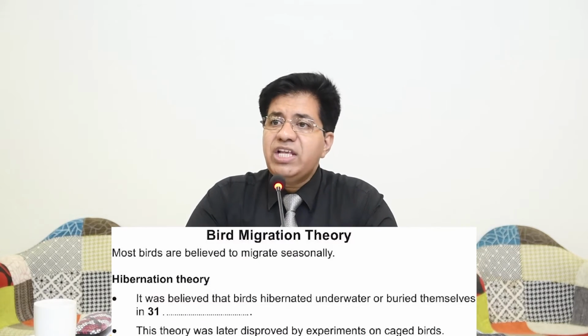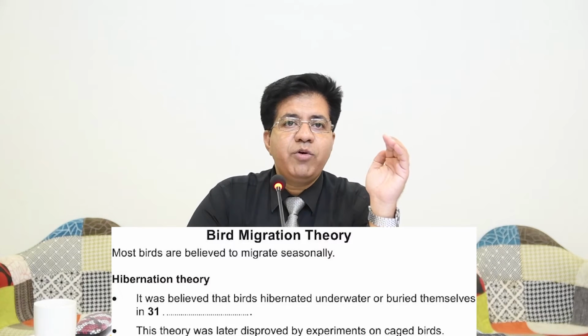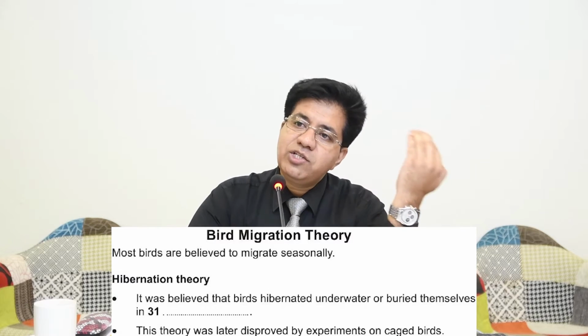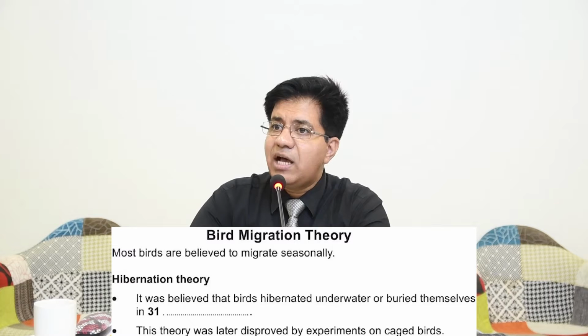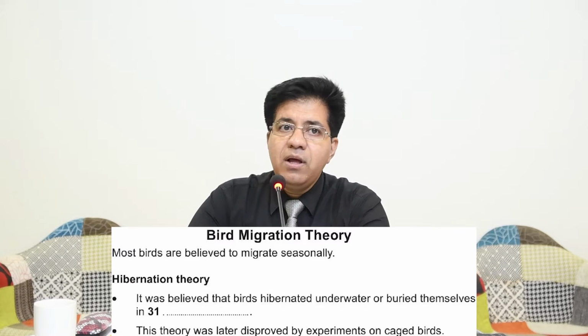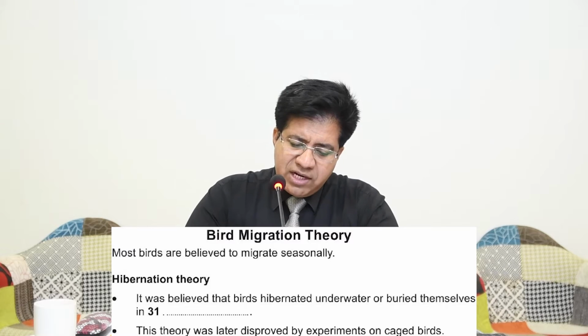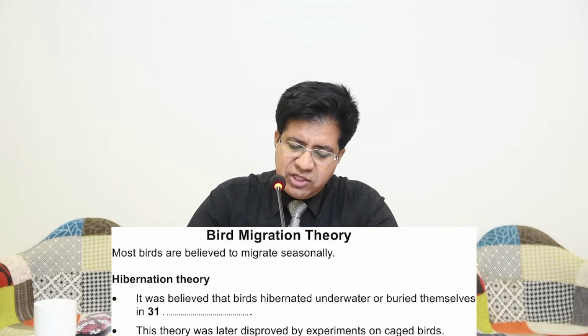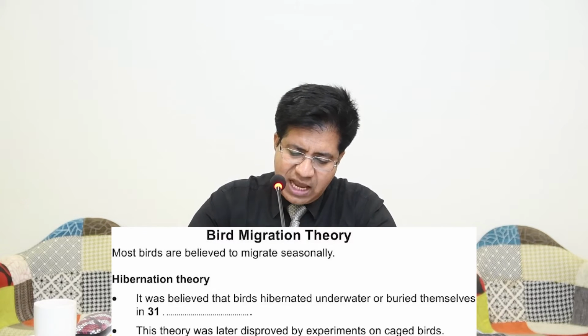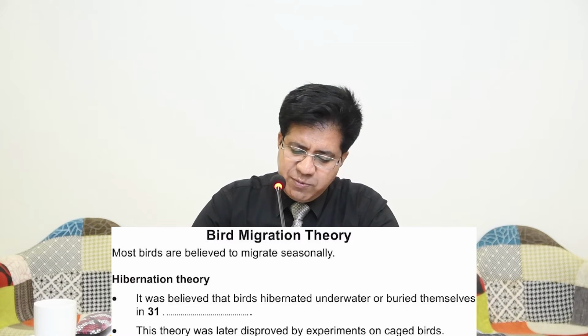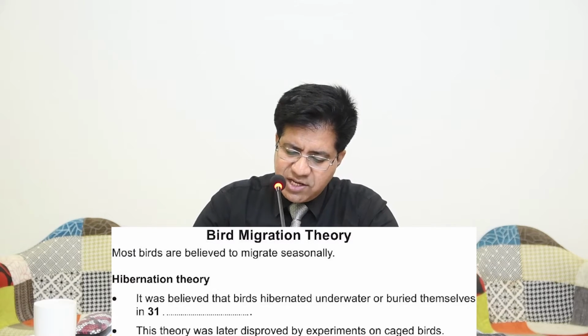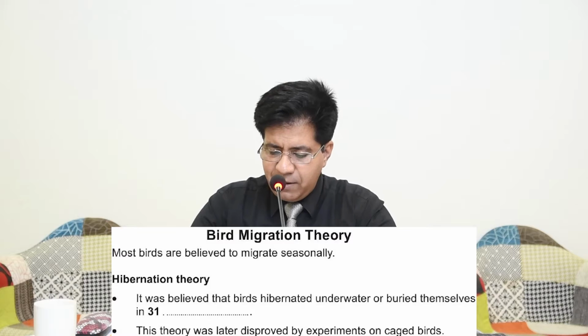Now let's see. One word only without any number. Bird migration theory. What is the name of the theory? Bird migration theory. So this lecture is about bird migration theory. Most birds are believed to migrate seasonally. Hibernation theory. How many theories are there? One is hibernation, second is transmutation, then 17th century, and then scientific developments.